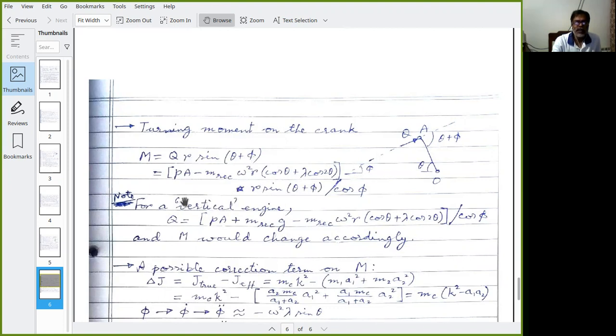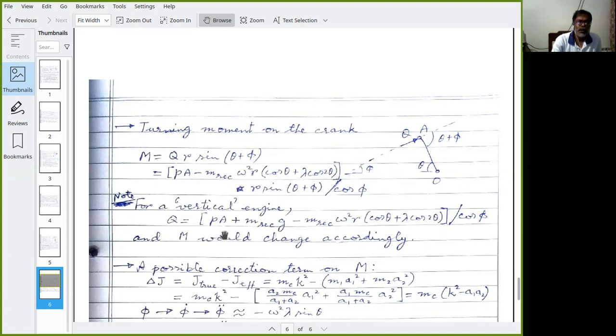For a vertical engine, in which the piston is up at the top, along with this there will be a rudder. Otherwise, everything is the same. And accordingly, now you get the expression for the turning moment on the wheel. There is a crank. The crankshaft is the shaft which gives the power to the utility when you are utilizing the power.